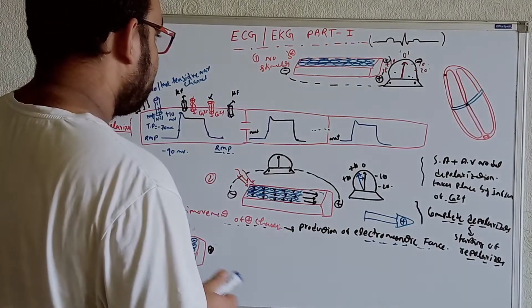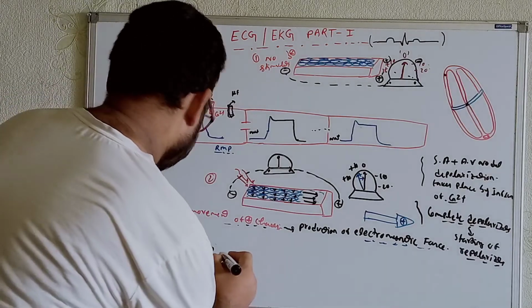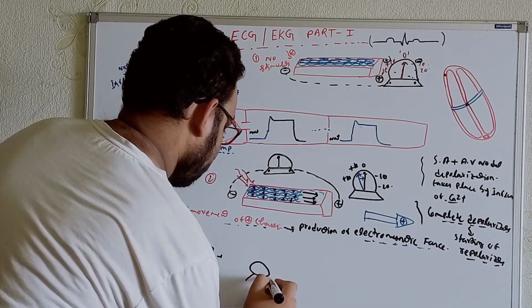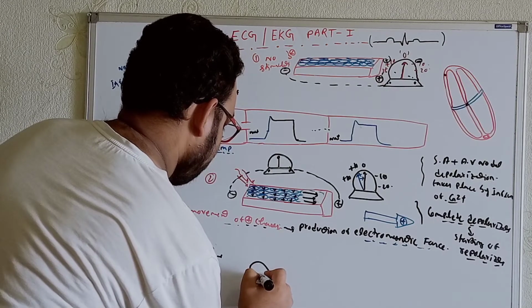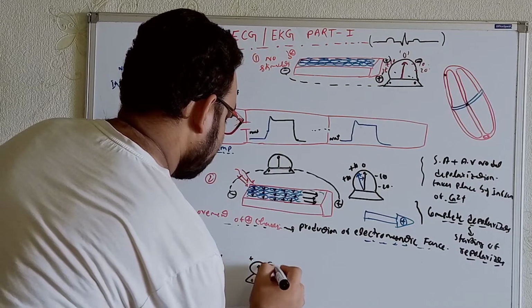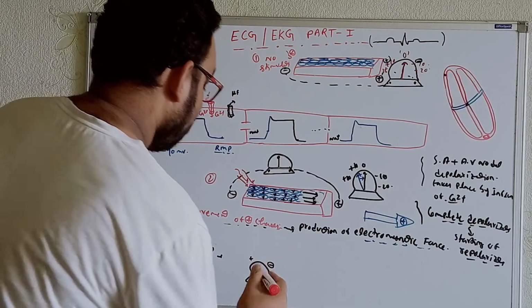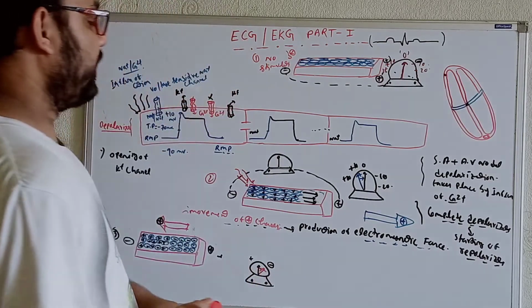Over here, the galvanometer in these cases. This is the positive side, this is the negative side. So in these cases, we'll get the negative deflection.